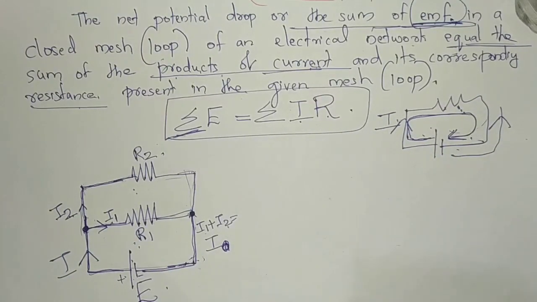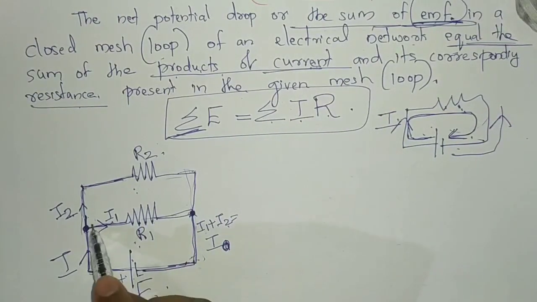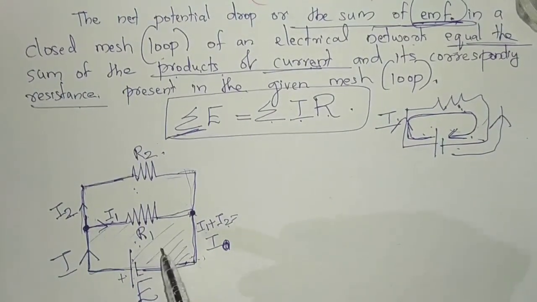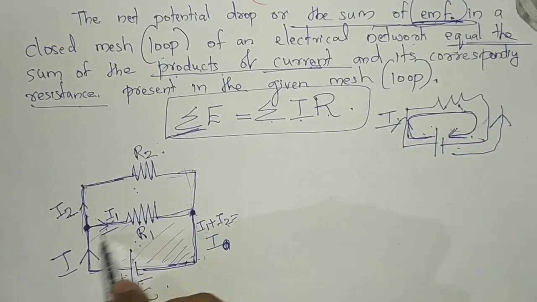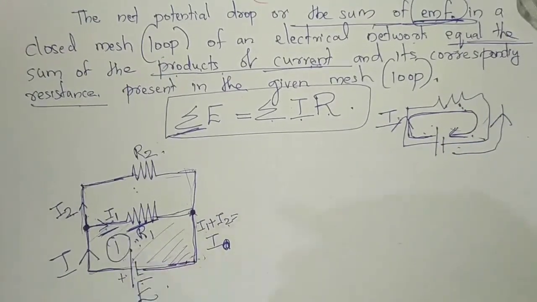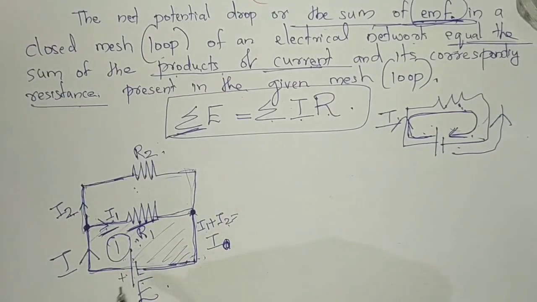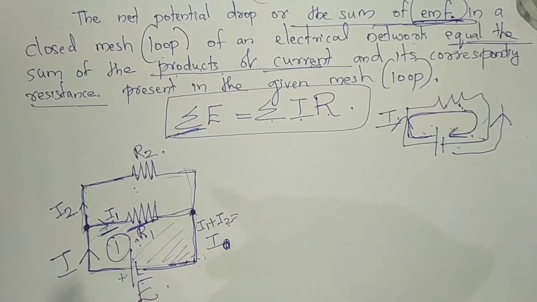That also we know. Now let's solve this network by using this theorem. That means in a closed loop, the total EMF will be equal to the product of current and its corresponding resistance value. So let's say this first loop. This one is the first loop. In this first loop, the product of current and resistance available.